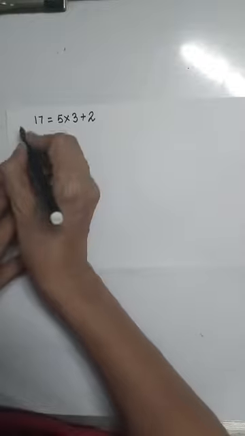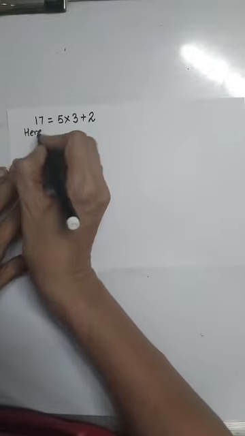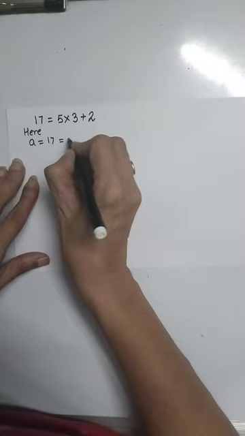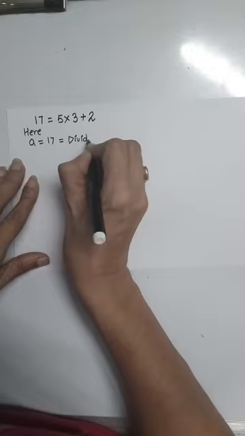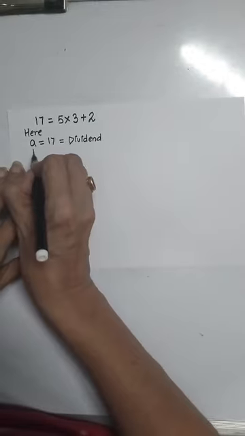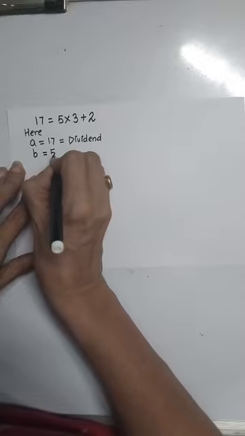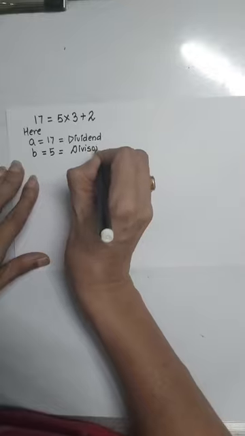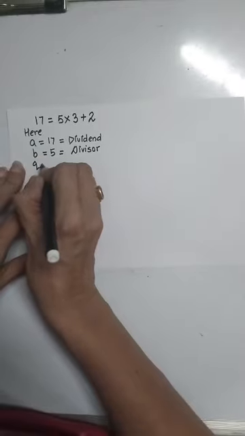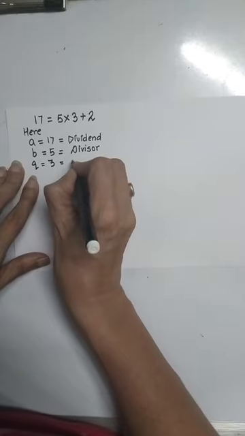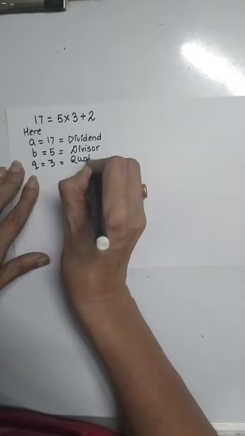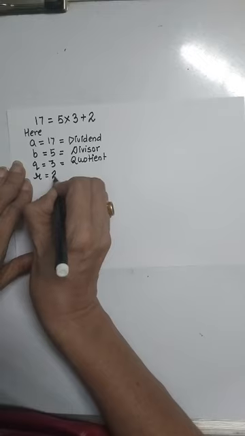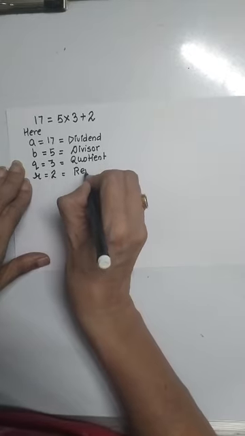Now here we will mention the dividend. So a here is 17 and it is a dividend. b here is 5 and it is a divisor. q here is 3, which is a quotient. r here is 2 and it is a remainder.